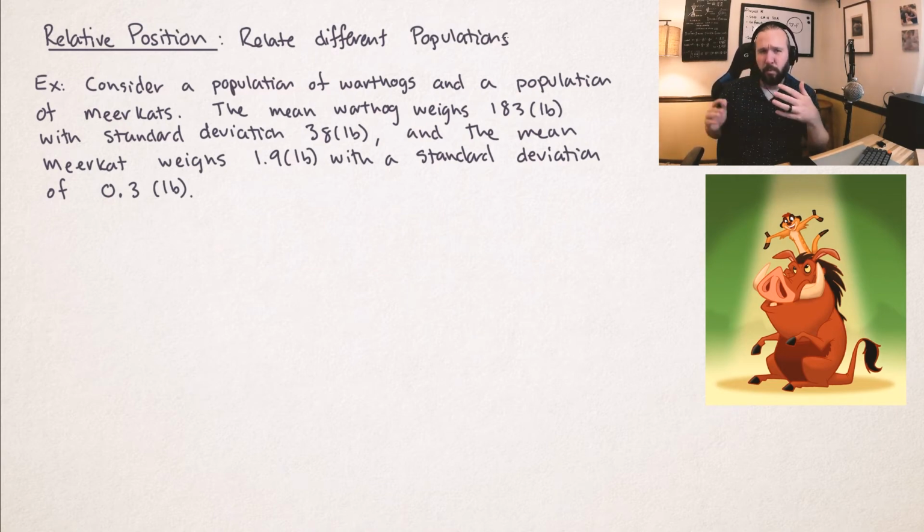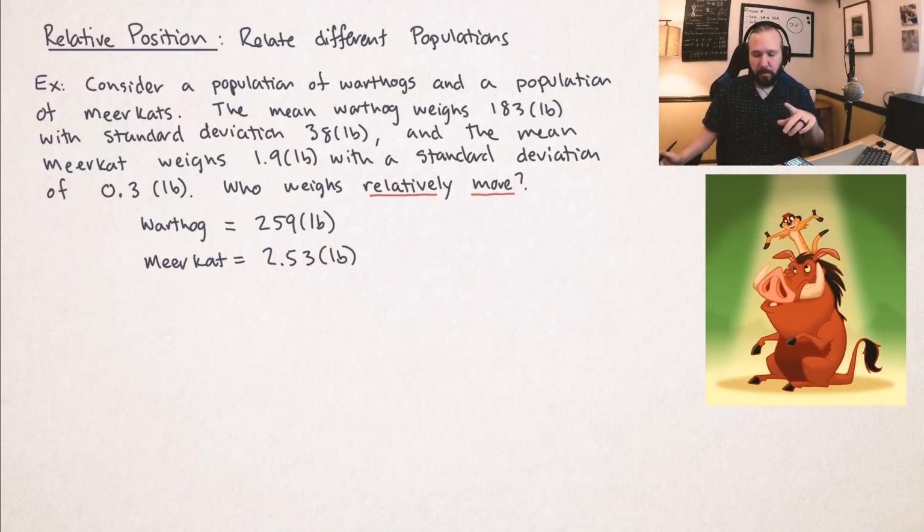And the thing is that warthogs are much bigger animals than meerkats, and they also have much more variation in weight than meerkats do. So without z-score, we wouldn't really be able to compare them. If you told me a warthog and a meerkat, they're such different animals that I wouldn't be able to say, oh, that's a heavy one or that's a light one. I couldn't compare them. But z-score really gives us a tool to do exactly that. I'm going to be able to say who is bigger relative to their population, Timon or Pumbaa, right?